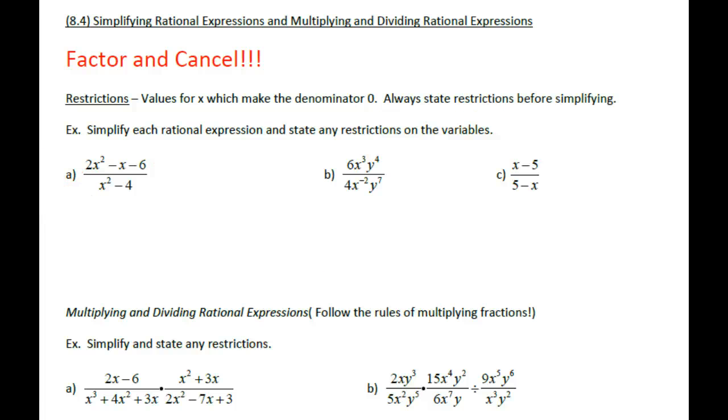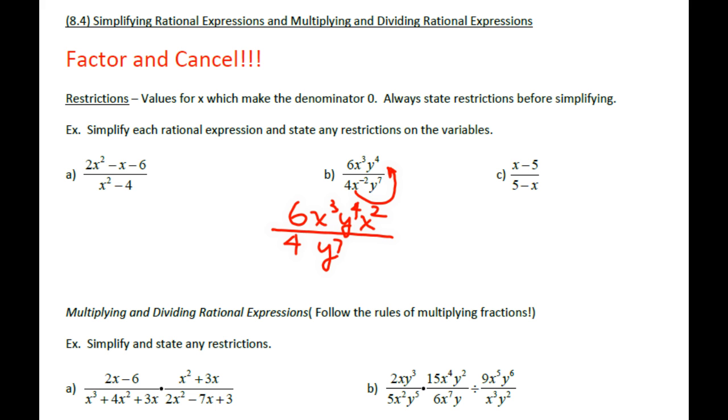In B, I've got 6x cubed times y to the 4th over 4x to the negative 2 y to the 7th. Now this problem is actually a blast from the past from chapter 6. In this problem, the first thing I say to myself is I don't like negative exponents. So I'm going to move this x to the negative 2 power up to the top and create 6x cubed y to the 4th x squared over 4y to the 7th.